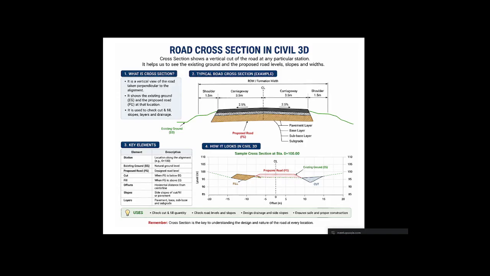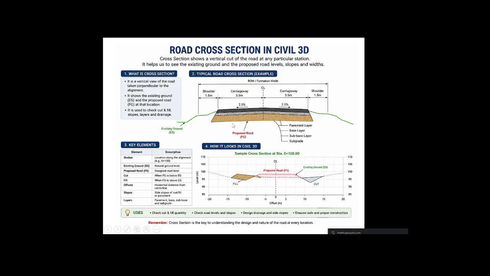Next, we have this carriageway, both sides. The carriageway is where vehicles travel. And after this carriageway, we have the shoulder. On both sides of the carriageway, we have the shoulders. So they provide extra safety and space for emergency stopping.